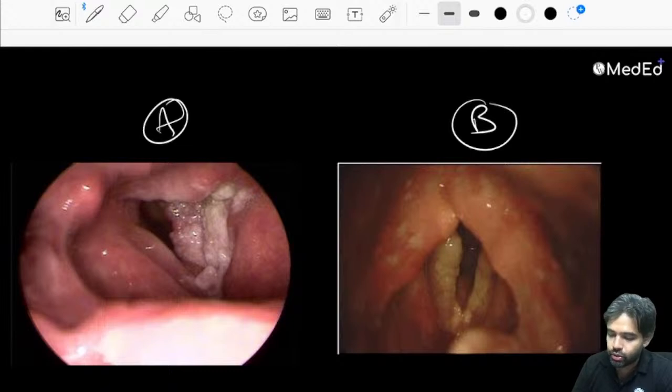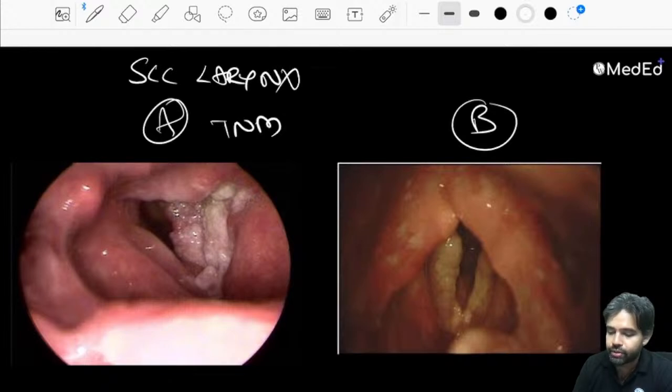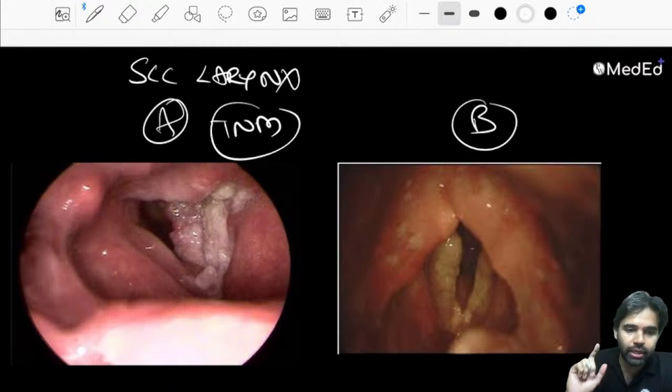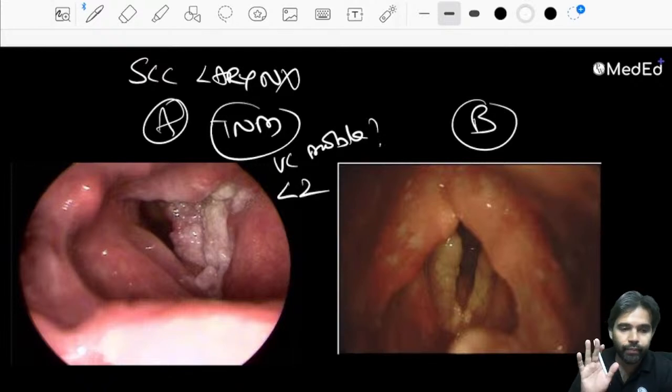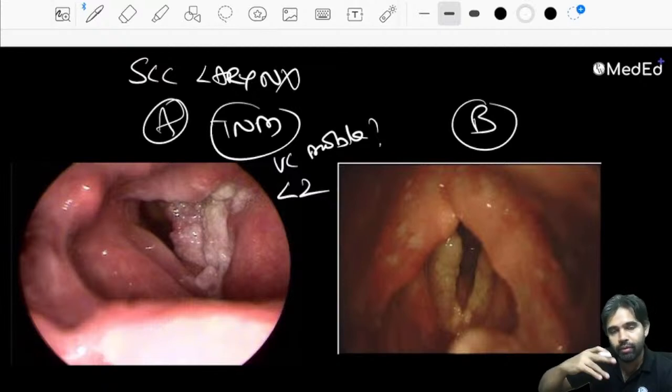This you can see, it looks very scary, irregular, and it fixes the vocal cord. This is squamous cell carcinoma of the larynx. You have to know the TNM staging. The trick for TNM staging is whether the vocal cord is mobile or not. If the vocal cords are mobile, it is always less than T2. That is how you remember it. T3, T4 is when the vocal cords are fixed and there is either intralaryngeal or extralaryngeal extension.